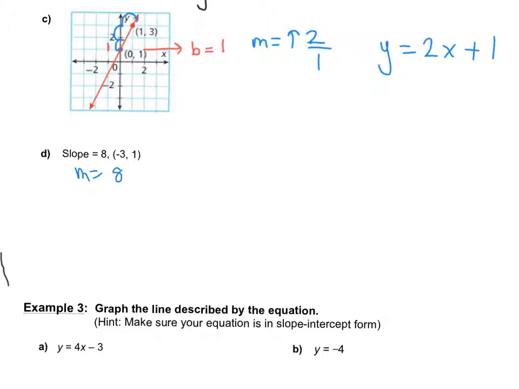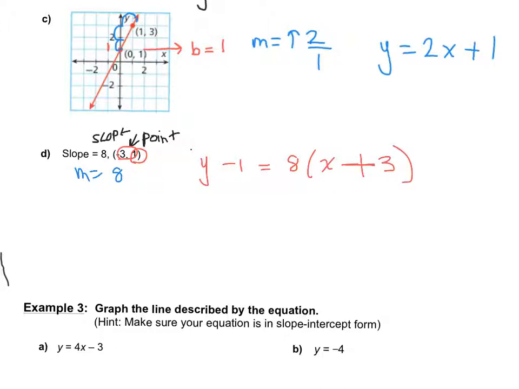So you have two different things you can do. First of all, you can actually put it in point slope, because this is a point and here's a slope. So you use point slope. y minus y1 is equal to the slope m times x minus -3. So that becomes x plus 3.